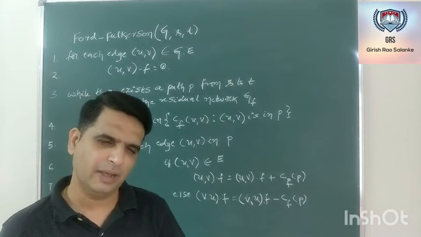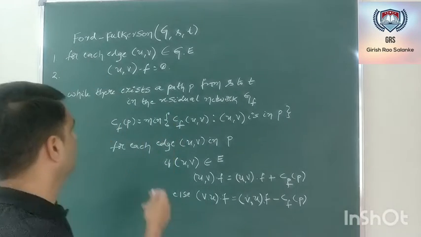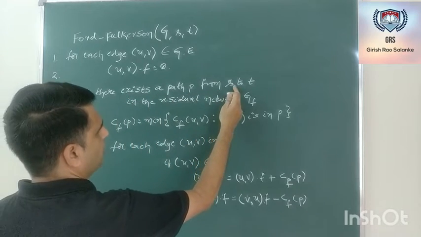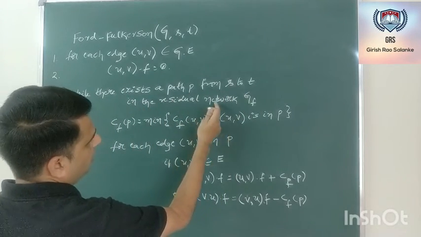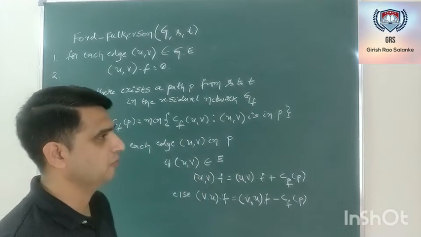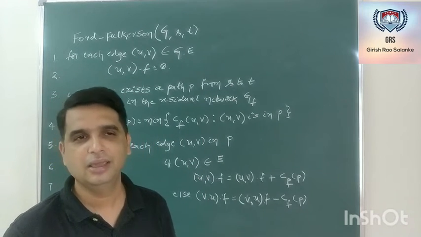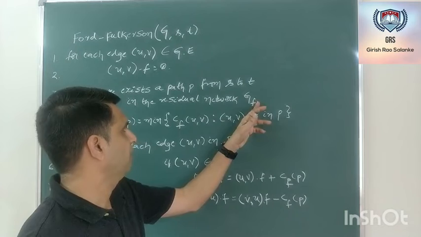What is the augmenting path? It is a path from source to T. So while there exists a path P from source to sink in the residual network GF. Note that we are supposed to find the augmenting path in the residual network GF.